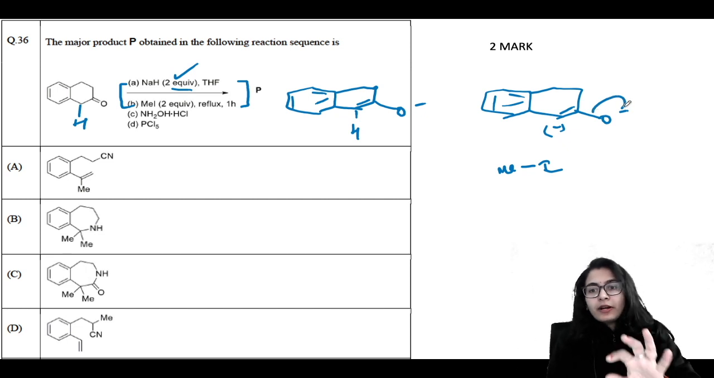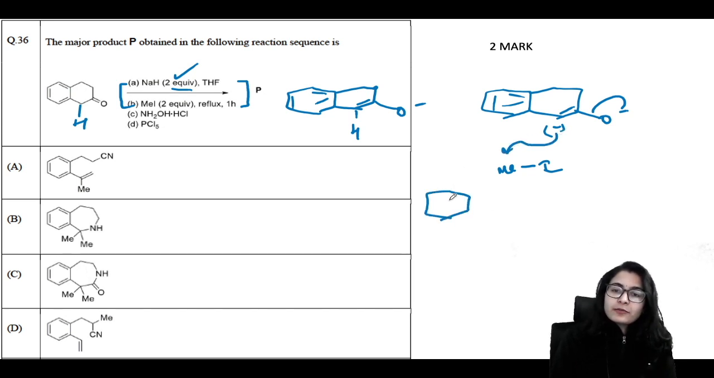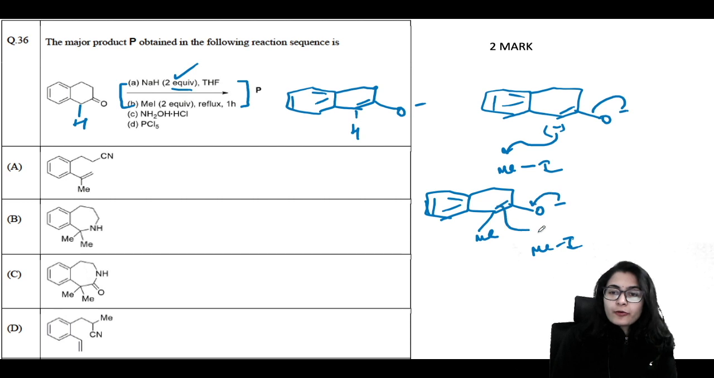So one of the anions is going to attack, but before the enolate attacks, the negative charge has to attack. That gives you this molecule, methyl, and still the enolate is there. So one more methyl iodide, like this now. On the same carbon, you are going to get this.